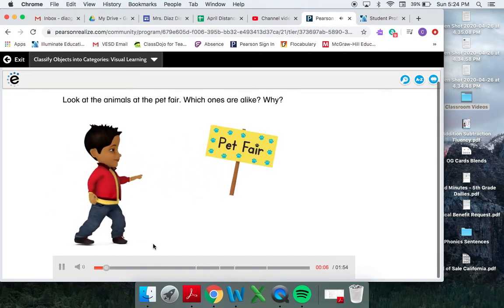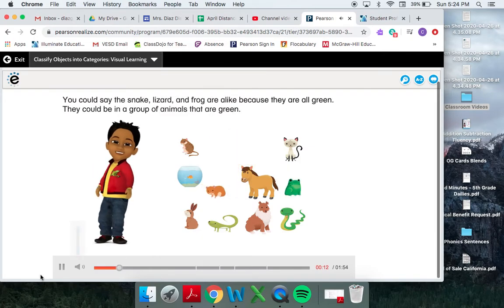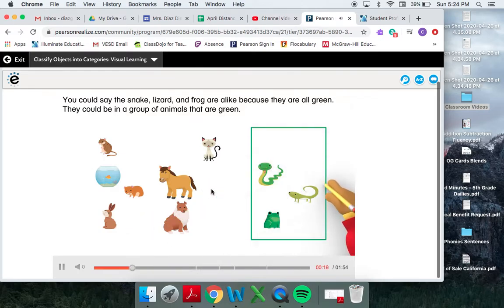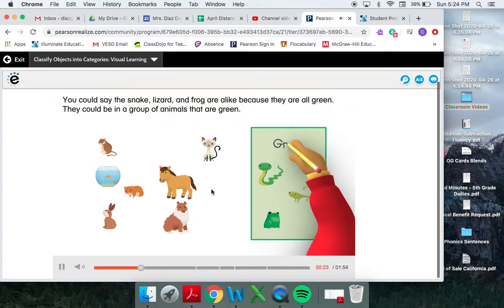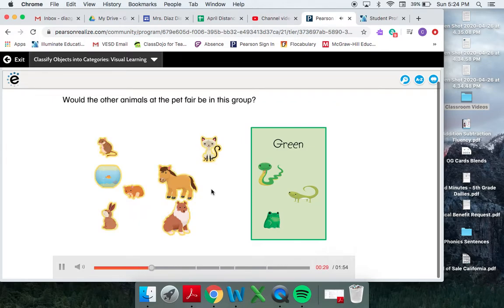Look at the animals at the pet fair. Which ones are alike? Why? You could say the snake, lizard, and frog are alike because they are all green. They could be in a group of animals that are green. Would the other animals at the pet fair be in this group? No, the other animals would not be in this group. They are not green.